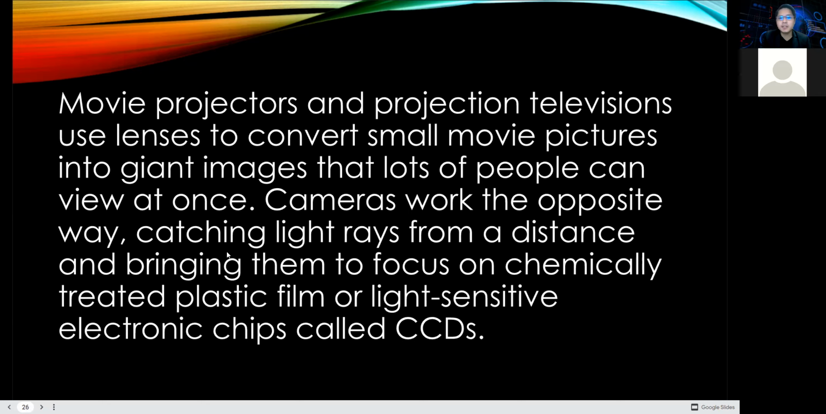Movie projectors and projection television use lenses to convert small movie pictures into giant images that lots of people can view at once. Cameras work also the opposite way, catching light rays from the distance and bringing them to the focus on chemically treated plastic film and light-sensitive electronic chips or CCDs.